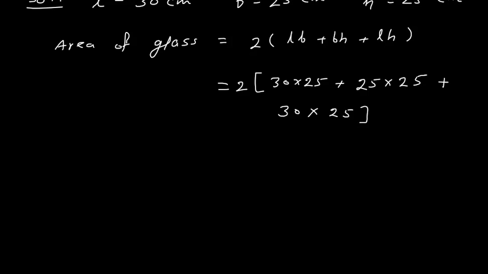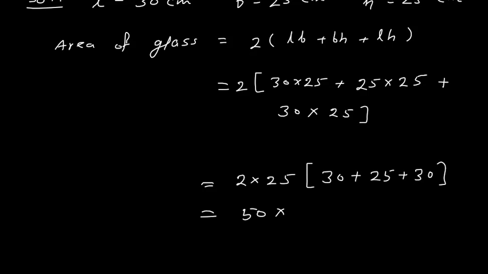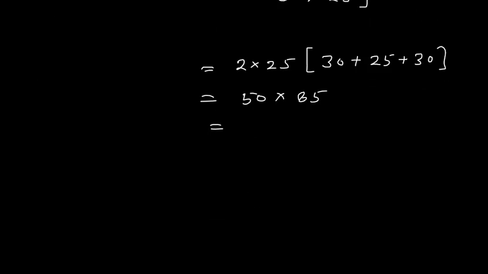So this is equal to, now I can take 25 common. So 2 into 25, 25 let us take common. So inside I have 30 plus 25 plus 30. So 2 into 25 is 50 into, now here 30 plus 30 is 60 plus 25 is 85. So now the calculation is easy. 0 I will write here because this is 50. Now 5 fives are 25, 2 fives are 10, 40 and this I will get 42.